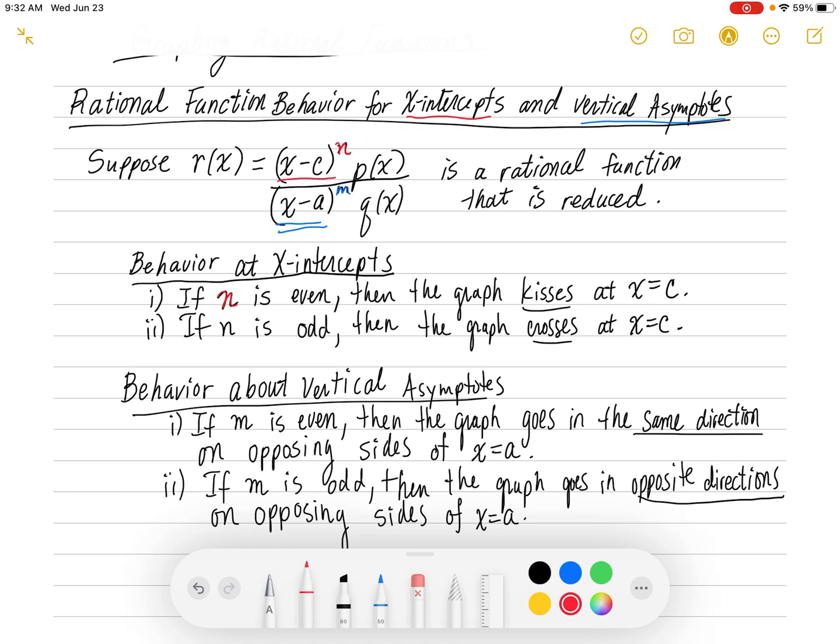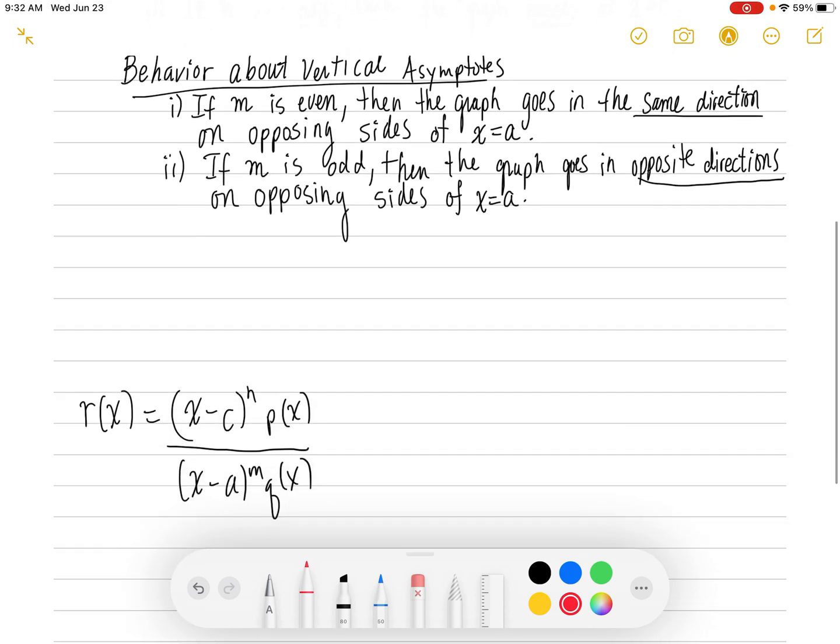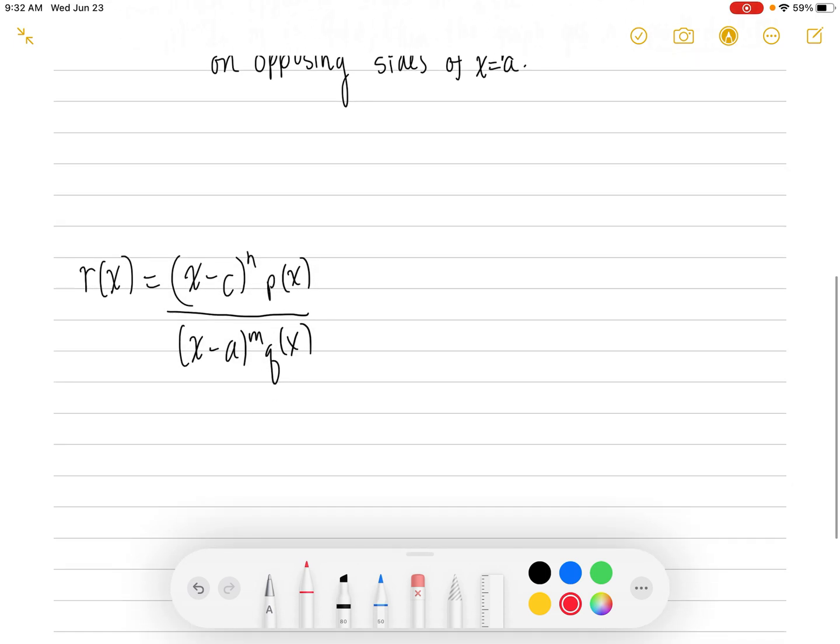So n here is the multiplicity of x minus c. When that is even, then the graph kisses at x equals c. When n is odd, then the graph crosses at x equals c. Okay, so let's just see what's going on here.